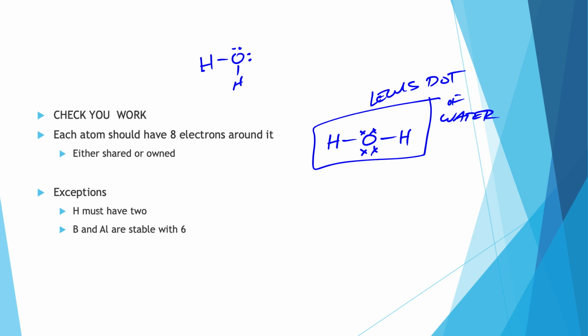Now with the exceptions, hydrogen must have 2, which we already talked about. Boron and aluminum are stable with 6, and this is one of the things we need to point out, because you're going to see either boron or aluminum in some of the example problems, and they can have 6 around it and no more. There is some different chemistry going on, and you'll learn that when you go to a higher level. But at this point, just stay with 6, and that's it.